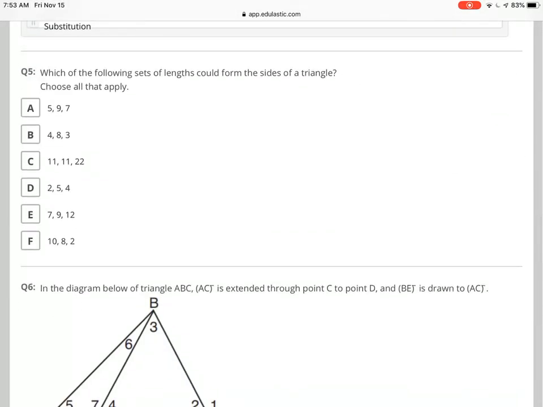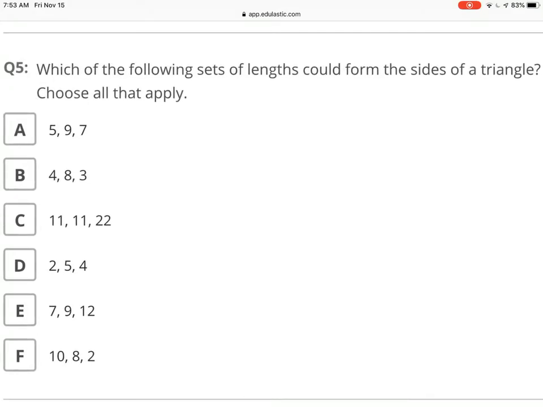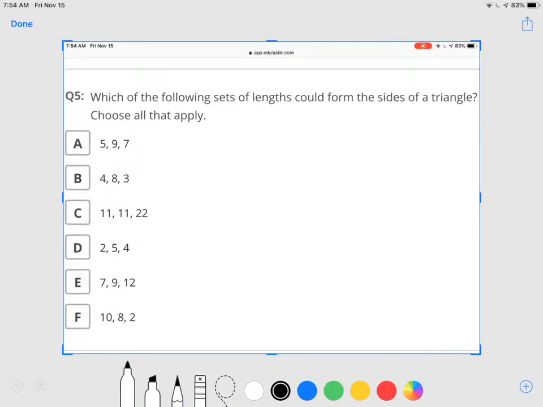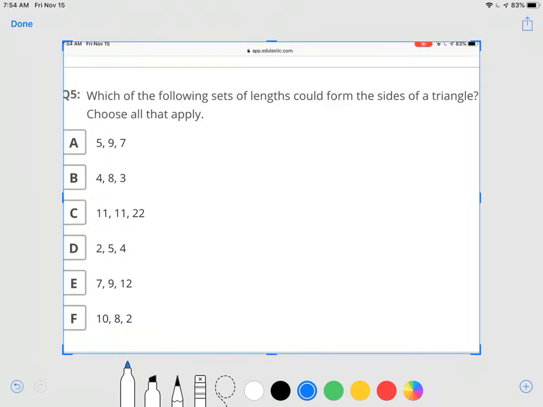Okay, next question. Question 5. Which of the following sets of lengths can form the sides of a triangle? Choose all that apply. So here they're testing you on whether you remember the triangle inequality. Let's say you have three sides, A, B, C, and let's say that A is the smallest one, so A is less than B, and B is less than C. This just basically implies that C is the biggest one.